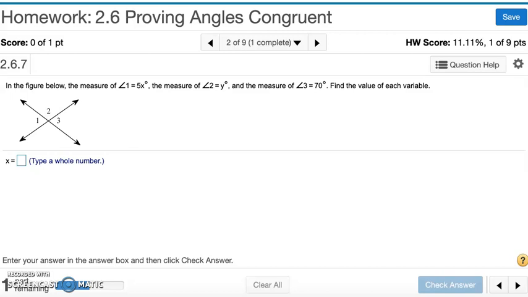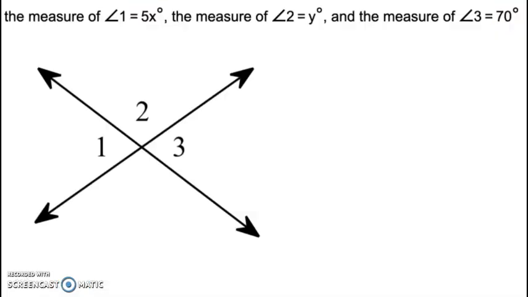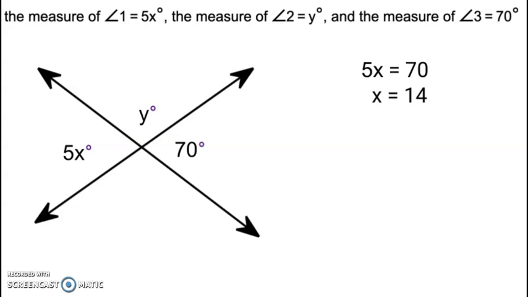Number 2, in the figure below, the measure of angle 1 equals 5x, the measure of angle 2 equals y, and the measure of angle 3 equals 70. Find the value of each variable. So let's write it out. Substituting in, angle 1 is 5x, angle 2 is y, and angle 3 is 70. Now we see 5x and 70 are vertical angles, so we can set them equal to each other. Solving for x from there, we get x equals 14.